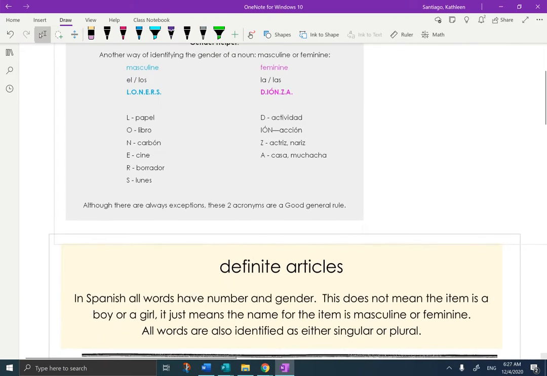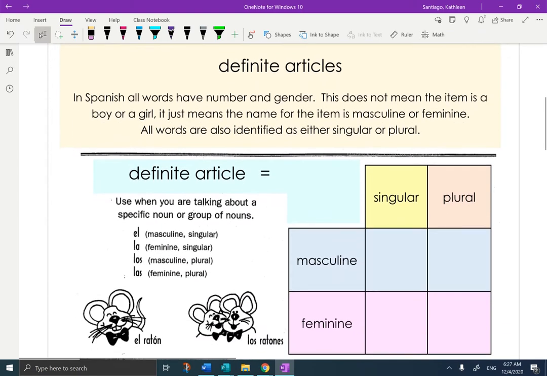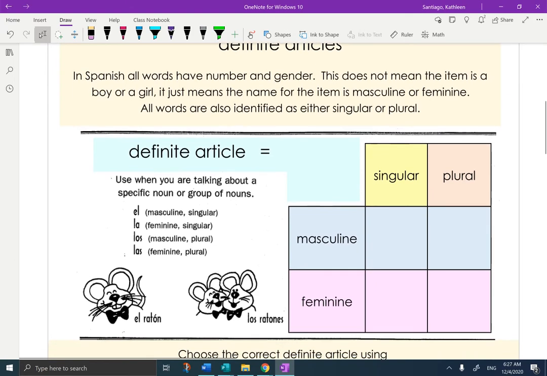Okay, let's go through the definite articles. In Spanish, all words have number and gender. This does not mean that an item is a boy or a girl. It just means that the name for the item is masculine or feminine. All words are also identified as either singular or plural. Definite articles. When you are talking about a specific noun or group of nouns, you're going to say el, la, los, or las. Look at the picture of the mice. El ratón, masculine singular, that is one mouse. Los ratones, masculine plural. We have more than one mouse.